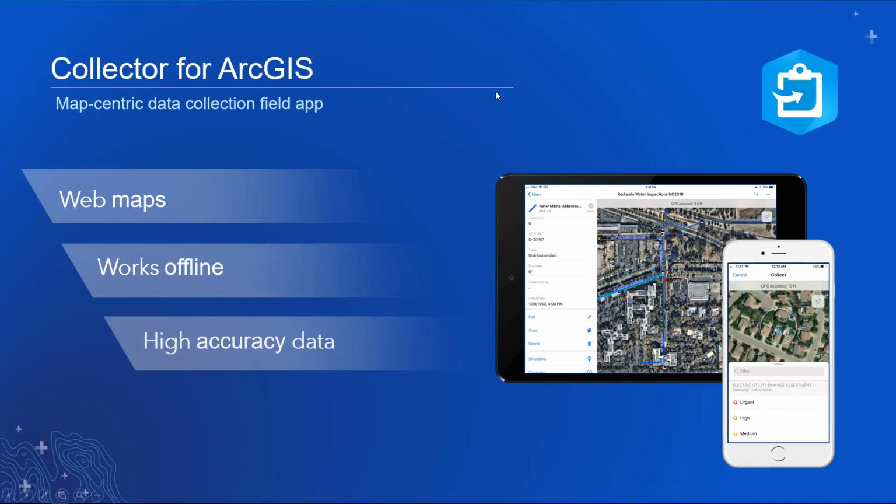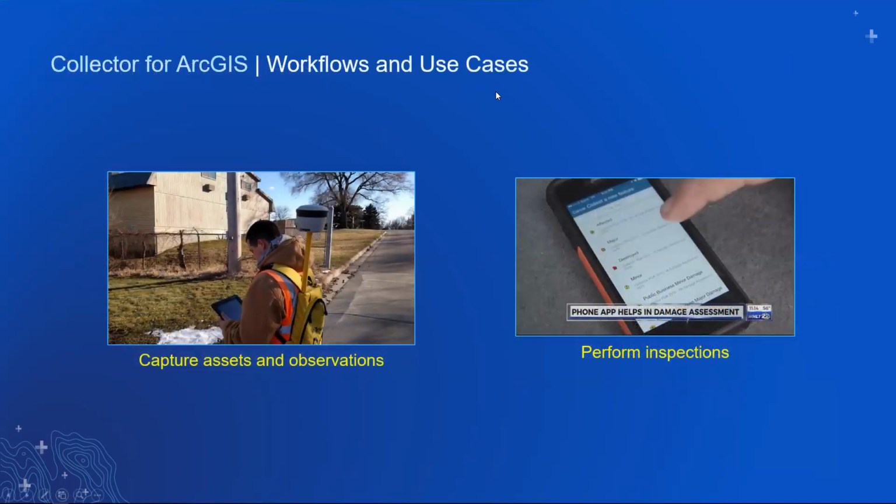Now, how are people actually using Collector today in the field? Well, there are lots of different ways and lots of different use cases we've seen thus far with Collector. And what it essentially has allowed folks to do is to remove paper out of the process. So instead of capturing information data out in the field on paper forms, as many of us still do today, you have an opportunity now to capture this information digitally using a device like Collector for ArcGIS.